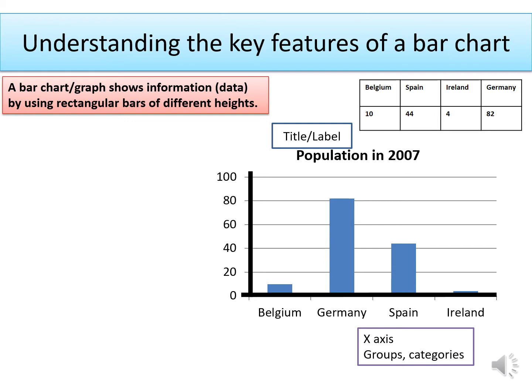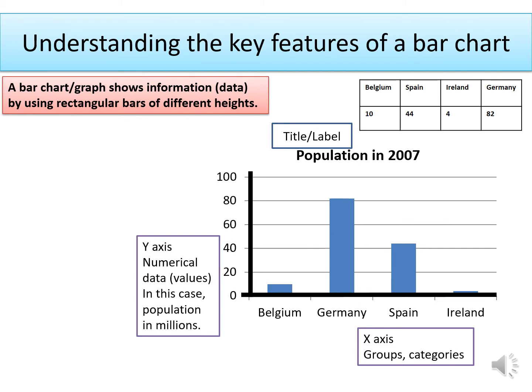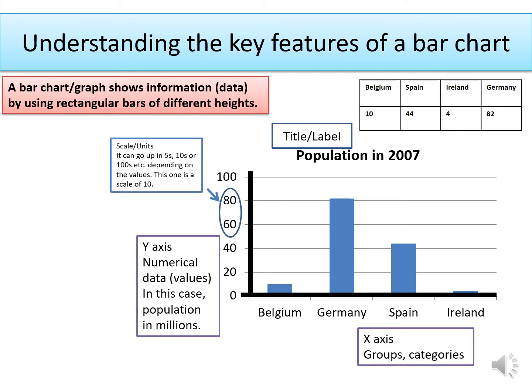For example, if we were talking about population change over time, there would be years instead of countries, so numerical data. The y-axis is usually numerical data, values. In this case, the population in millions. The numerical data is shown by scale. And the scale here is distributed in units of 20, because if we look at the y-axis, there is a difference of 20 between the numbers.